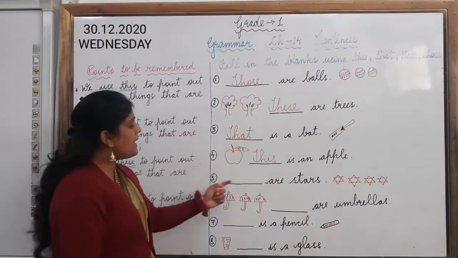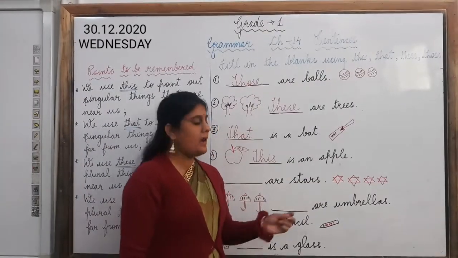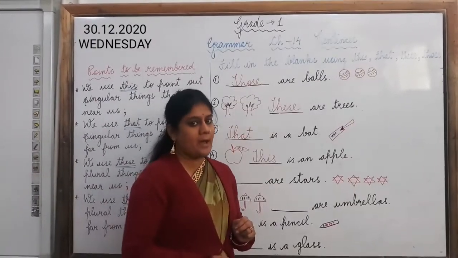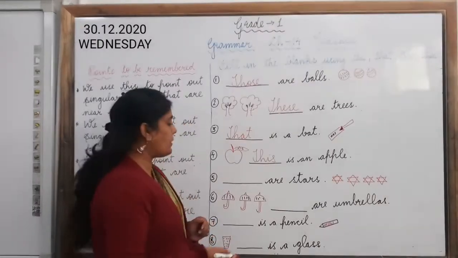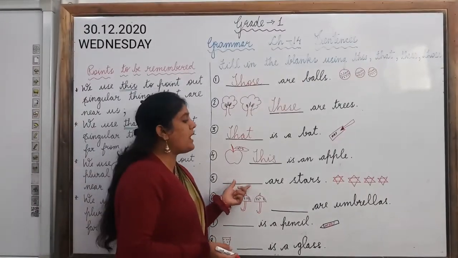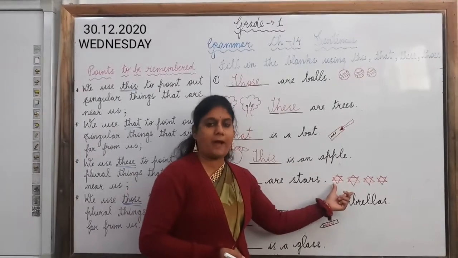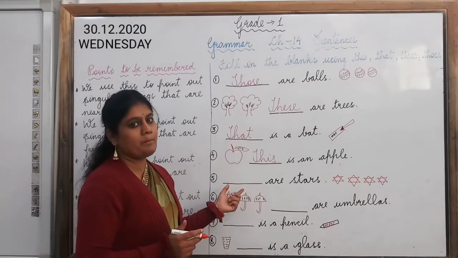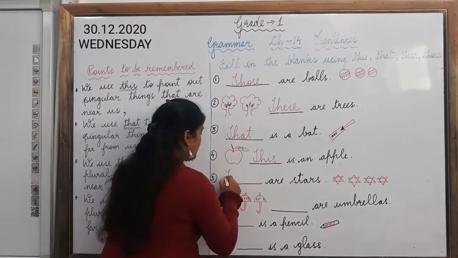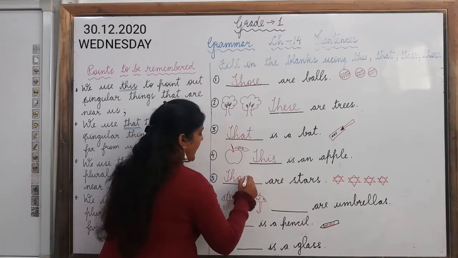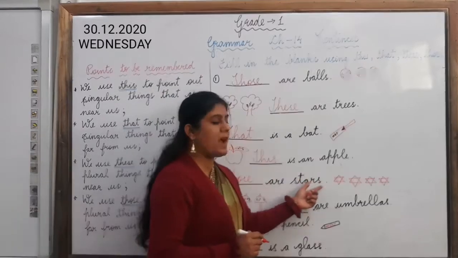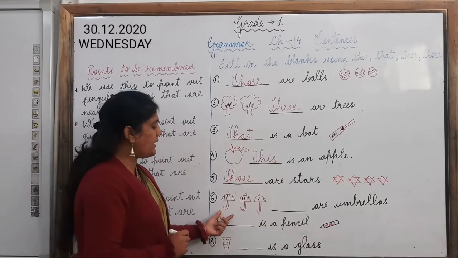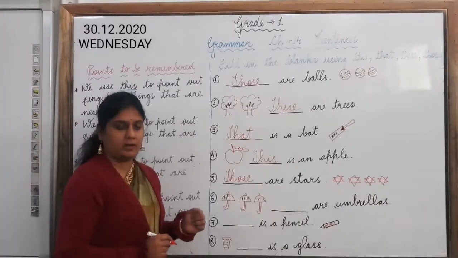Now the fifth question is, dash are stars. Here you can see a number of stars I have drawn. So it is plural in number. We are talking about plural. Okay. So the stars are far from the blank, or you can say far from us. So which word will we use here? This, that, these, those. Yes, we will use here those. Those are stars.